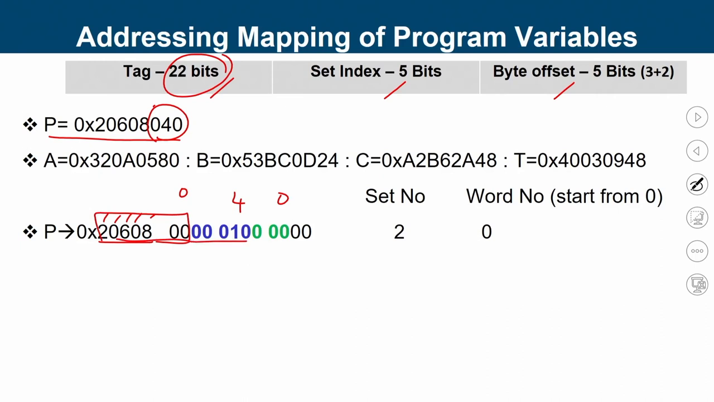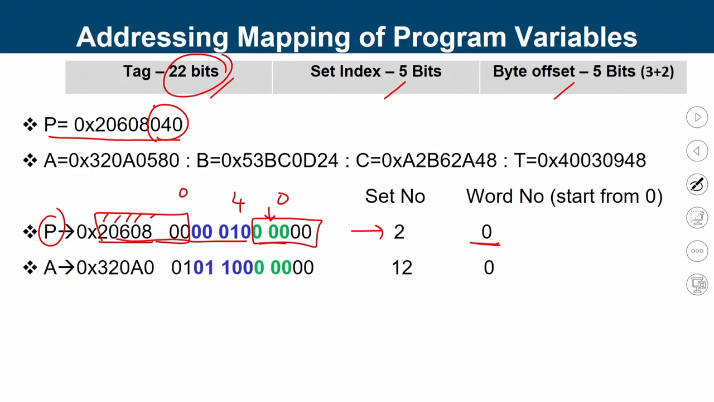And the next 5 bits shown in blue color are the set index, and 3 bits will show the word. So even though the remaining 5 bits are your offset, out of that the first 3 bits shown in green color are the word number. This means the program P would be mapped into set number 2. Why 2? Because this blue color portion indicates set number 2 and the offset is word number 0. So how many words are there? 8 words of program P will go to set number 2, and thereafter the next 6 words will go to set number 3. That is the next continuous address.